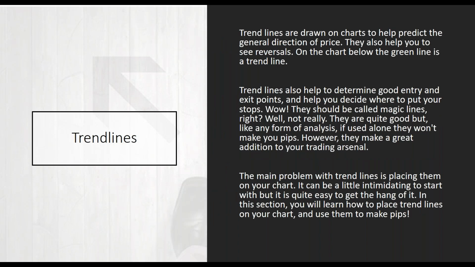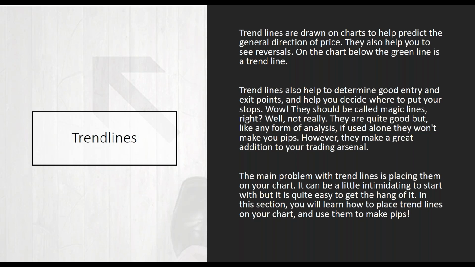Now, trend lines are drawn on a chart to help predict the general direction of price. They also help you see reversals. Trend lines also help to determine good entry and exit points and help you decide where to put your stops. They are quite good. Like any form of analysis, if used alone, they won't make you many pips. However, they may make a great addition to your trading arsenal. So remember the adage, the trend is your friend.